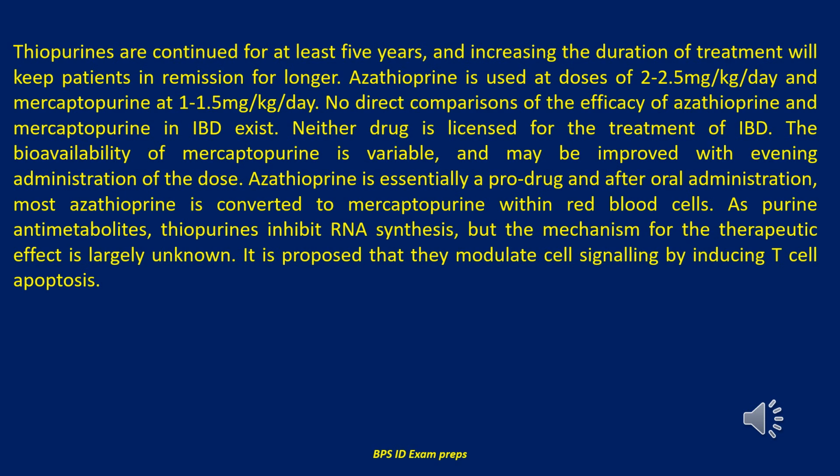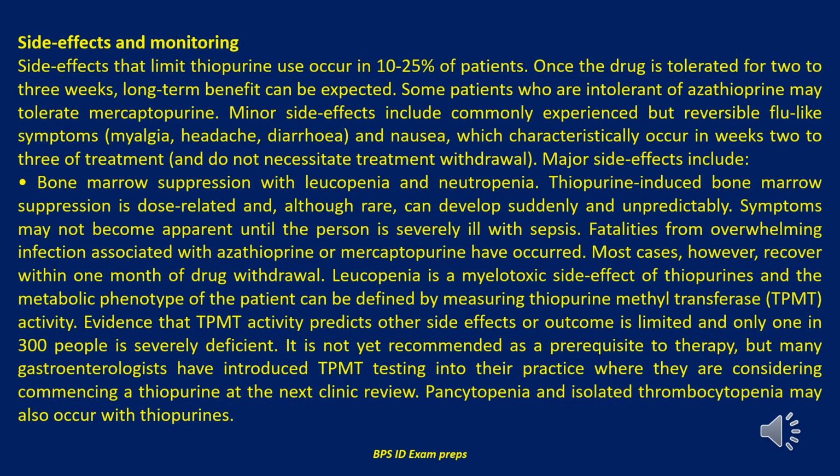The bioavailability of mercaptopurine is variable, and may be improved with evening administration of the dose. Azathioprine is essentially a prodrug, and after oral administration, most azathioprine is converted to mercaptopurine within red blood cells. As purine antimetabolites, thiopurines inhibit RNA synthesis, but the mechanism for the therapeutic effect is largely unknown. It is proposed that they modulate cell signaling by inducing T-cell apoptosis. Next we will discuss side effects and monitoring.